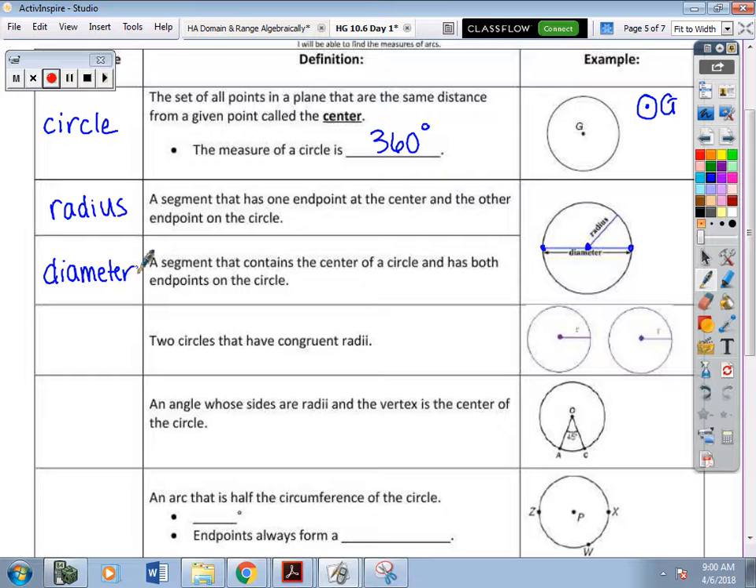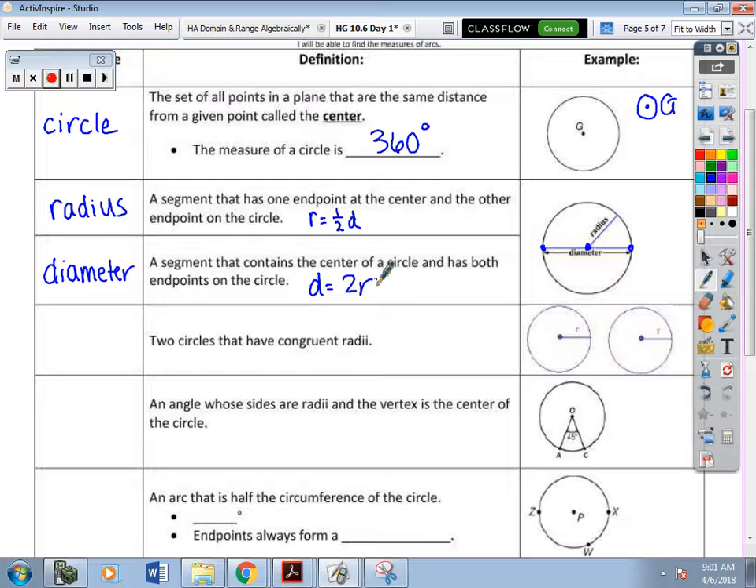What is the relationship between the radius and the diameter? The radius is half. Good. The radius is equal to 1/2 the diameter. And what's the relationship between the diameter and the radius? So the diameter would be equal to what? 2 times r. Very good. So if they give you one, you can find the other.